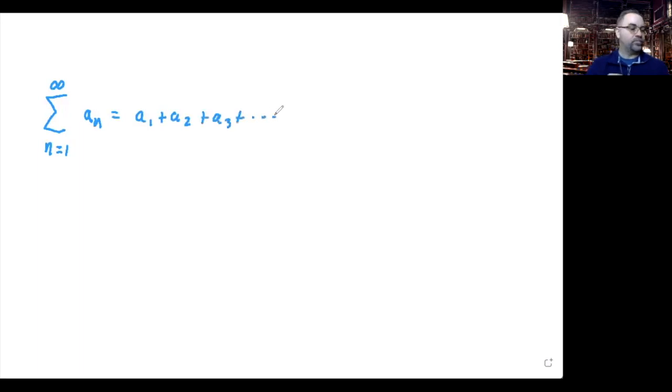There we go. And with sigma notation, we've seen it before. We saw it when we did Riemann sums for integrals and stuff. We're summing, and we're going to say from 1 to infinity, because we're going to be doing infinite series today, of the terms a sub n, which means a1 plus a2 plus a3, and so on and so forth.